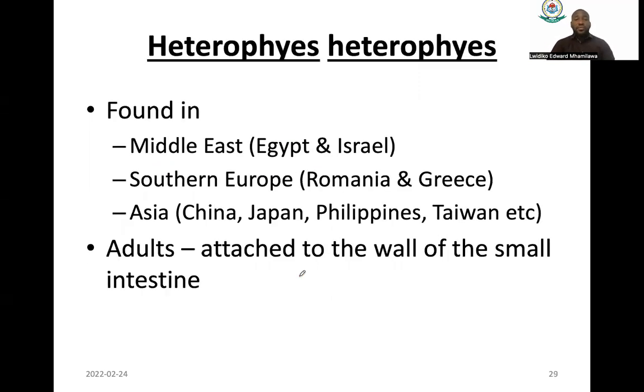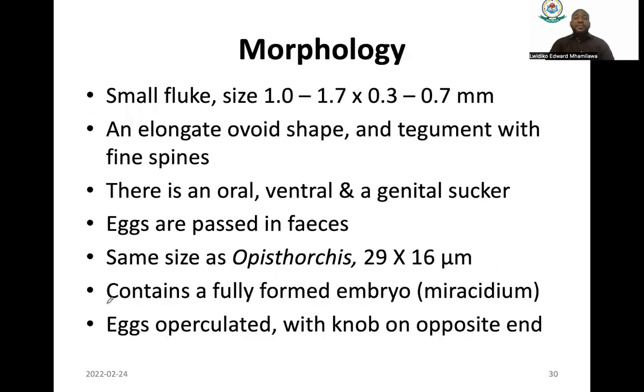Heterophyes, which is similar to Metagonimus, is found in the Middle East, Southern Europe, and Asia. Adults usually attach to the wall of the small intestine. And the morphology, these small flukes are about 1 to 2.7 millimeters in size. They are elongate, ovoid in shape. The tegument, which is a covering, has very fine spines. You'll see the picture. And there's an oral, ventral, and genital sucker. These are points of sucking.